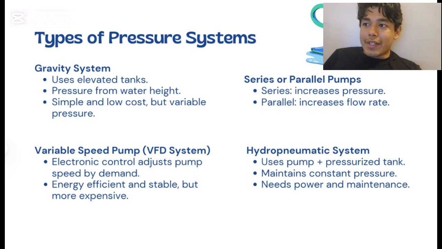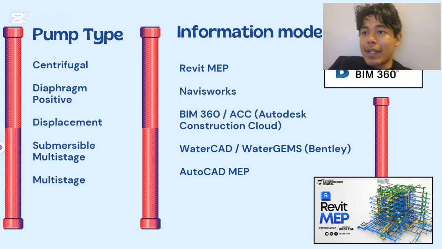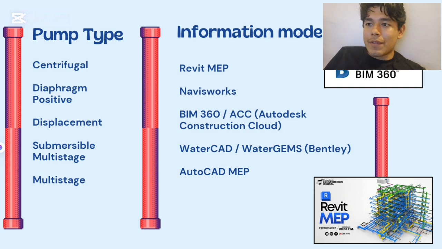We can have series or parallel pumps, where pumps in series increase the pressure and pumps in parallel increase the flow rate. We can have different pump types like centrifugal, diaphragm, positive displacement, and submersible multi-stage. The last are for factories, and centrifugal is more for residential use.